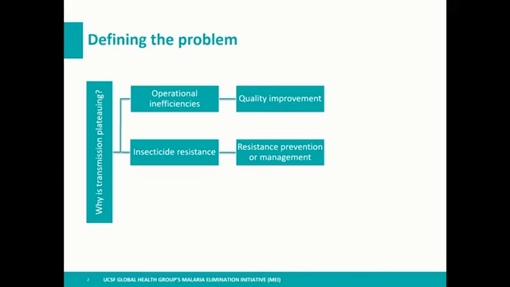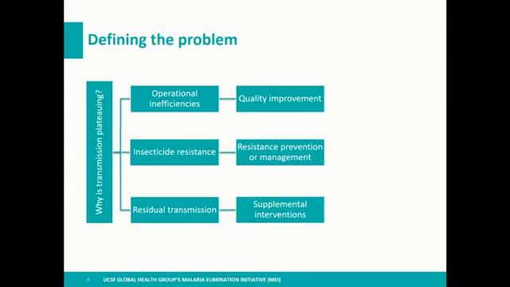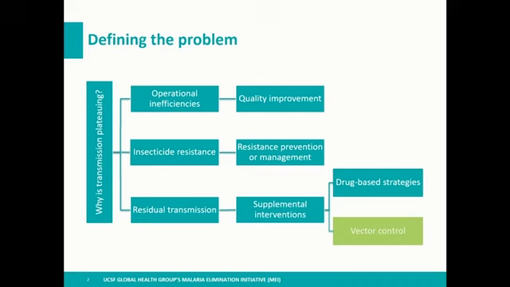And another explanation, which our other presenters just explored, is potentially there's residual malaria transmission, this transmission that's persisting despite the use of existing vector control tools, and then potentially to respond to this, we need supplemental interventions. These could be drug-based strategies, potentially focal mass drug administration, et cetera. It could also be vector control supplemental interventions.